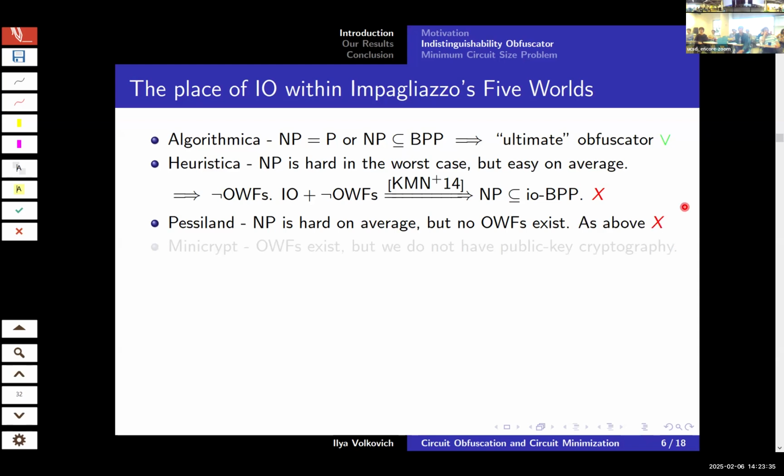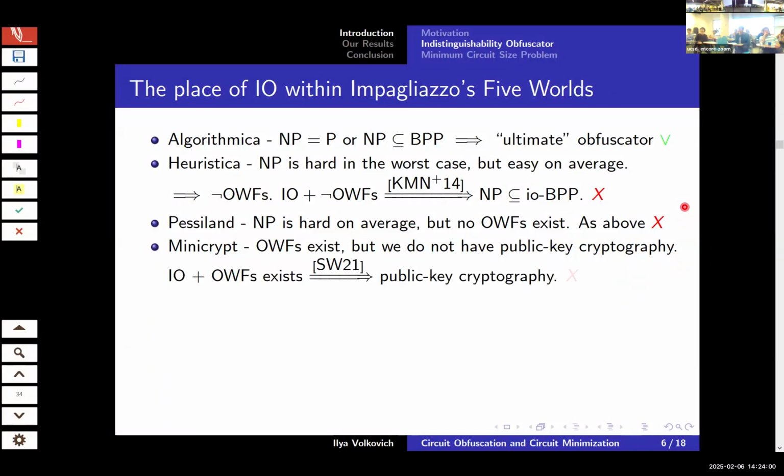And then I guess we start stepping into somewhat interesting territory. If you have a conversation with a cryptographer, they're going to say, well, it's probably Minicrypt or Cryptomania, right? So what about Minicrypt? If Minicrypt is the place, if you remember, we can have one-way functions, but we don't have full-fledged cryptography, so we don't have public key encryption. At the same time, what happens if we do have I/O? The work of Sahai and Waters shows that if you have I/O and one-way functions, then you have public key cryptography, which is exactly what is not supposed to happen in Minicrypt. So you cannot have I/O and Minicrypt either.